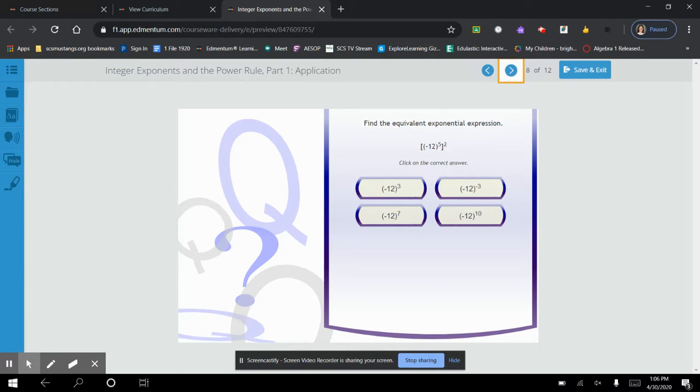Same thing with this one. I've got negative 12 to the 5th to the second. I would do 5 times 2 to give me 10. So negative 12 to the 10th power.